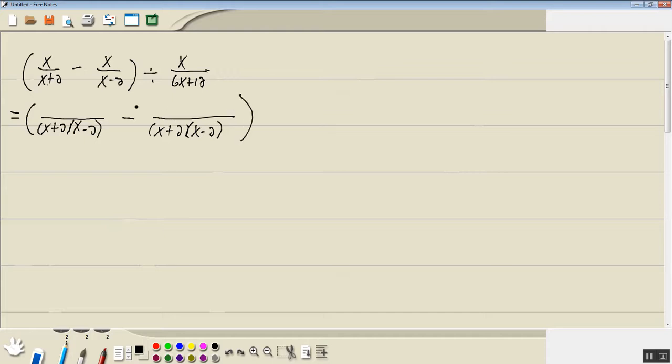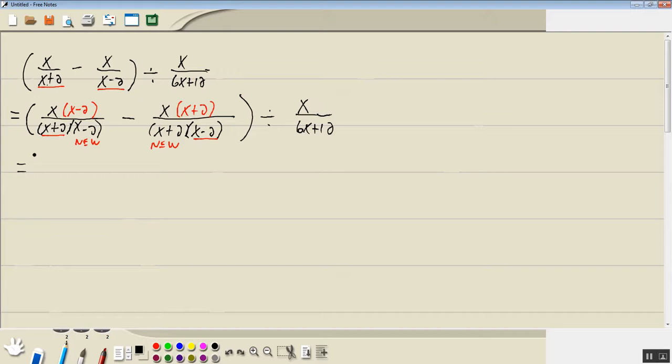Now the new item. In our first fraction, we had an x plus 2. That x plus 2 is still there. The new item we put up on top is x minus 2. On our second fraction, we had an x minus 2. The x minus 2 is still there. The new item we put on the bottom is the x plus 2, so you have to put that up on top. And then divided by x over 6x plus 12.